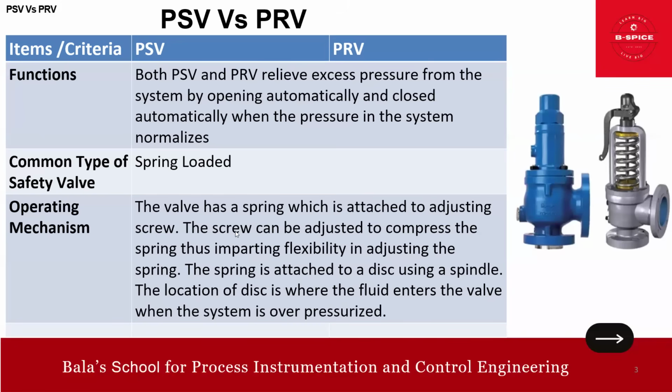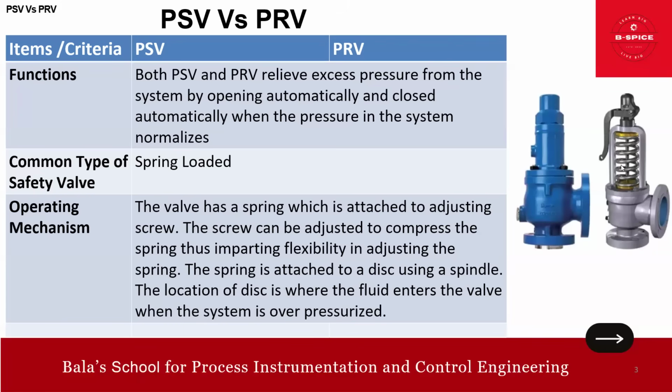Then when we talk about the operating mechanism, friends, this valve has a spring. Can you see the spring here? It is attached to the adjusting screw. You can see here, right? The screw can be adjusted to compress the spring, thus imparting flexibility in adjusting the spring.